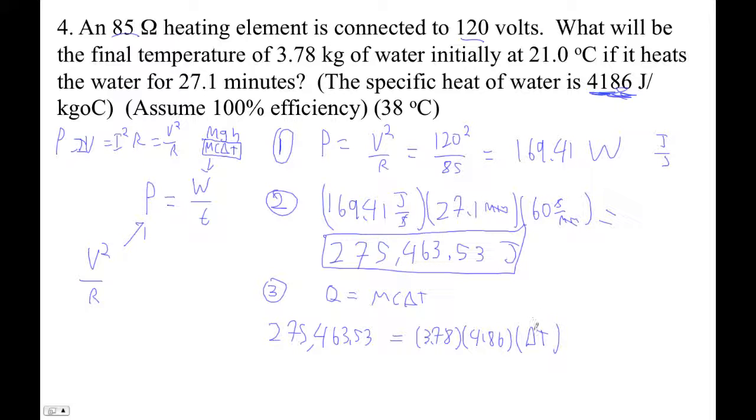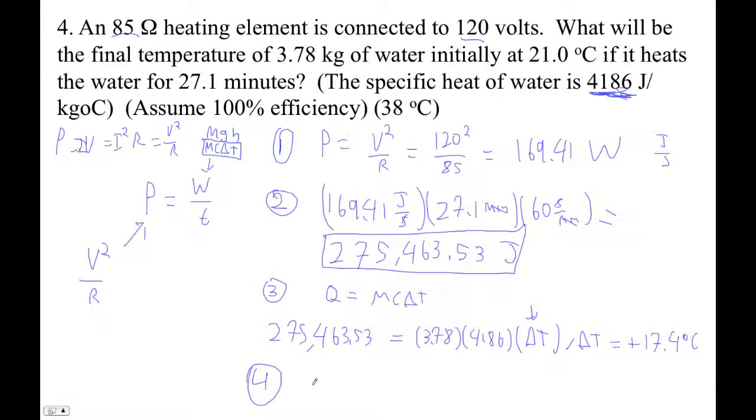Remember that this will not be the final answer. This will just be how much the temperature increases. We'll have to add that to the 21. But okay, here we go. So I'm going to take this number that's on my calculator, divide by 3.78, divide by 4186, and I get that the temperature rises by 17.4, 17.4 degrees Celsius.